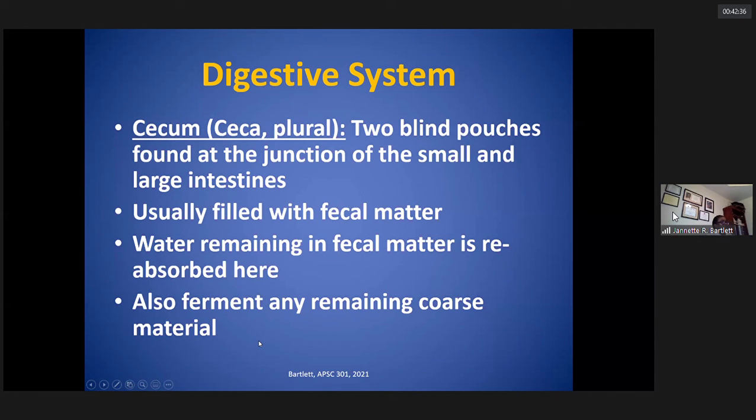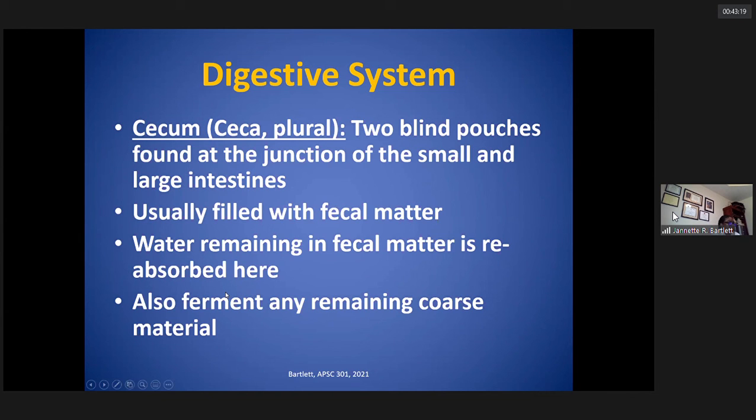Now, the ceca, now you know what it is. It's usually filled with fecal matter, because remember now you're coming towards the end of the digestive process and you're going to have waste products, right? So it's usually filled with fecal matter. And any water that is remaining in the fecal matter is also reabsorbed there in the cecum or ceca. So they try to get all the water that is available that the chicken can use. That's where it will happen, before the fecal matter is excreted.